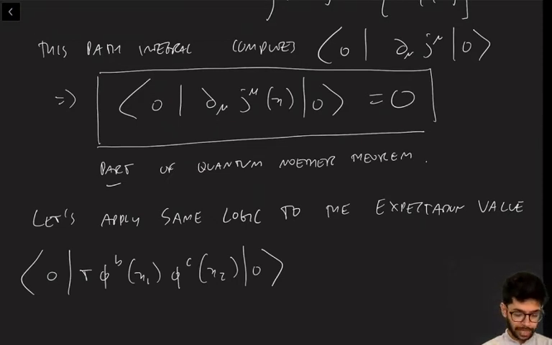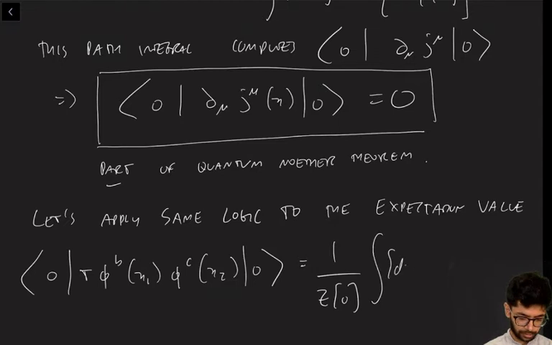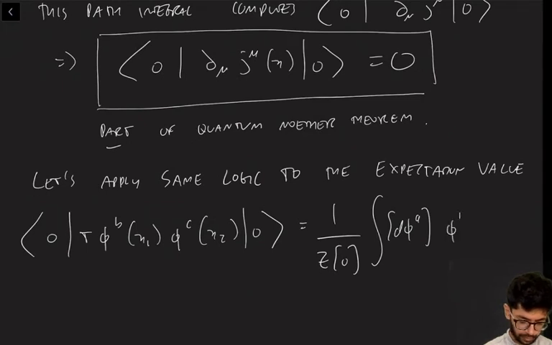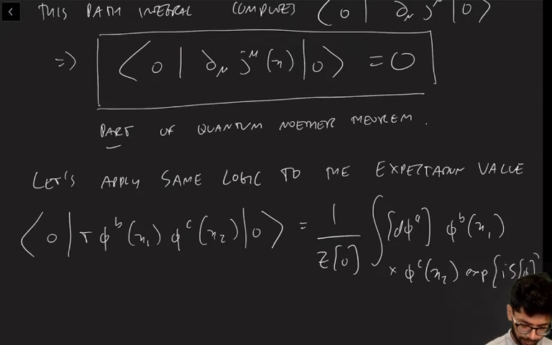Now, by the usual path integralology, this is 1 over Z0 times the integral d phi_a of phi_b of x1, running out of space here, times phi_c of x2 times the exponential of iS of phi, all the phi's. Okay?